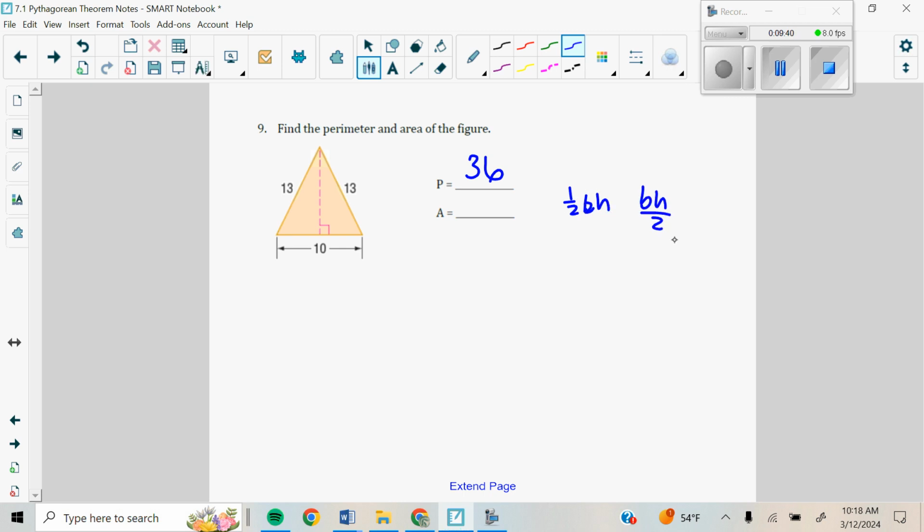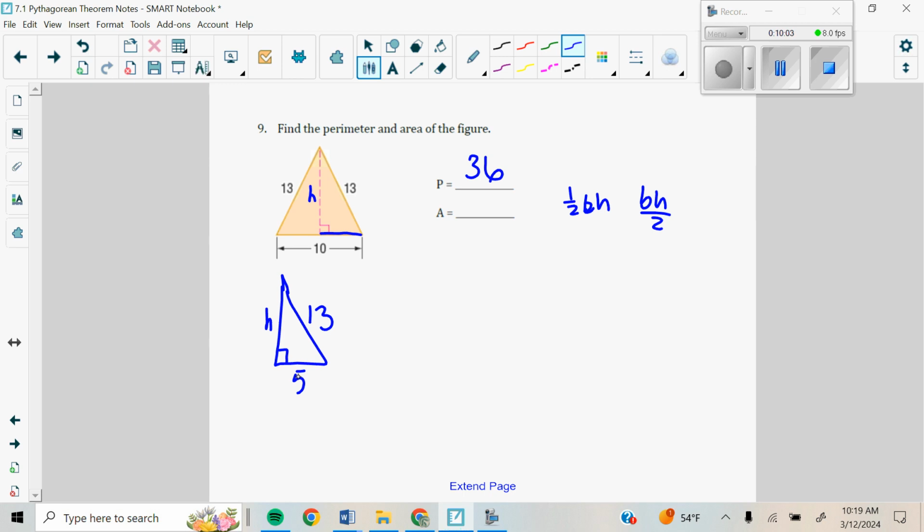Those are equivalent. The thing we're missing here is our height. So I'm going to actually split it and look at only half of this triangle. Now my base is no longer 10 because I'm only looking at half of this, so it's a 5. All right, does this ring a bell? Do you guys see something here? There's a little pattern in this one.